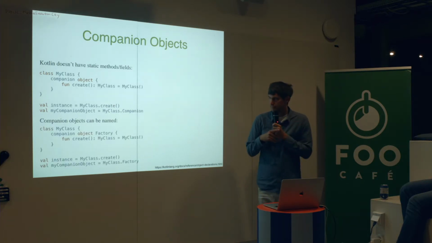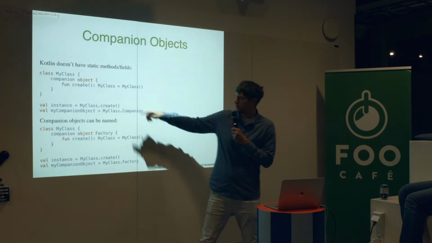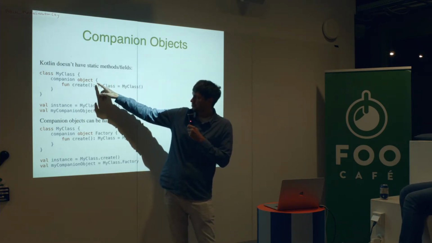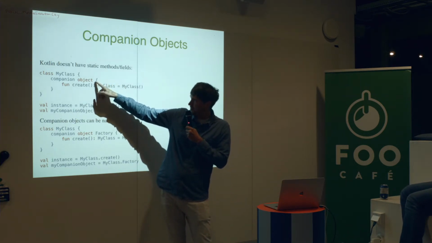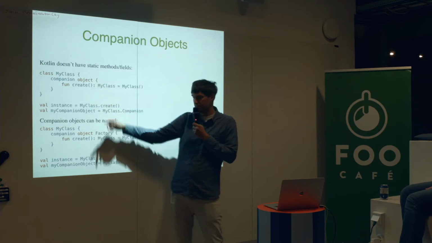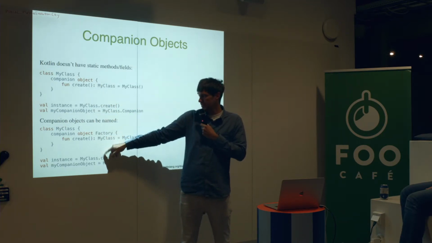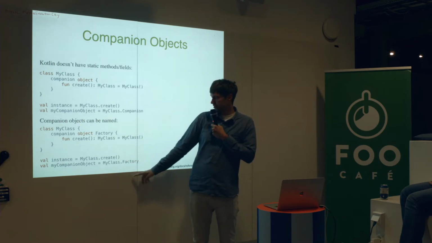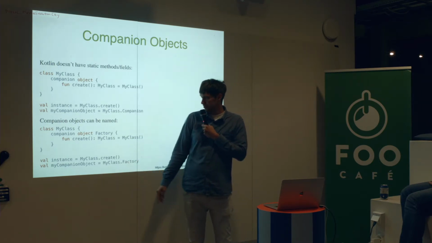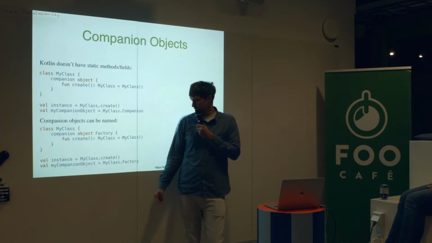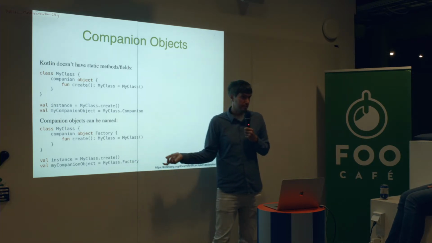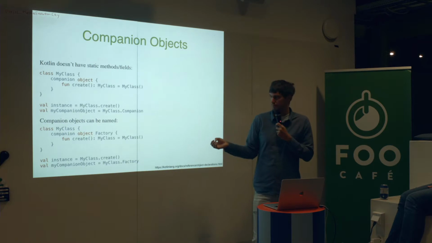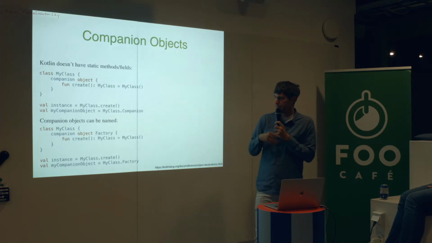Yeah, companion objects can also be named. So here, I'm not sure if this is the correct term, but this is kind of an anonymous companion object, but you can give it a name explicitly. So you can call it factory if you like, and then the companion object will be called factory if you try to instantiate it like that. And when you call it from Kotlin, it usually doesn't matter. If you call it from Java, it might matter.